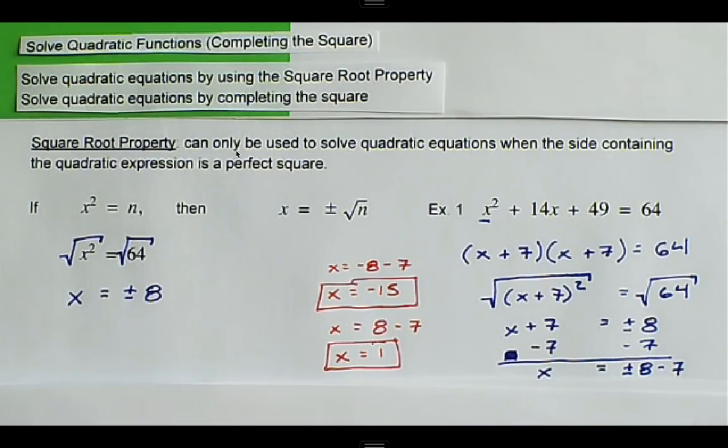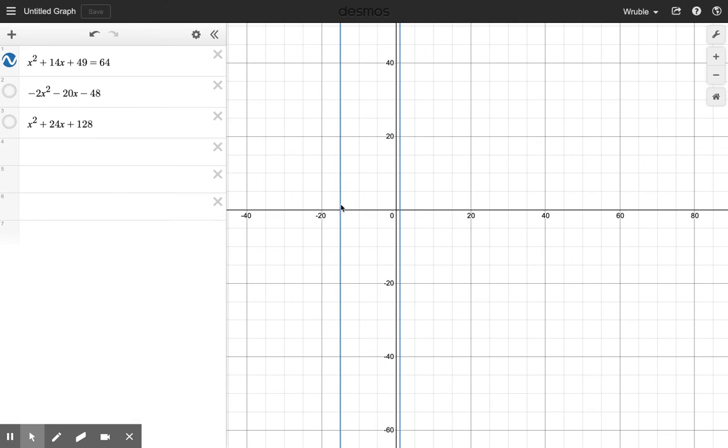And then we can take a look at what that looks like in the graph. So we have our graph right here, and we can see that we have the point negative 15, 0, and we have the point 1, 0. And so that is where we would get our solution, or where the parabola crosses the x-axis.